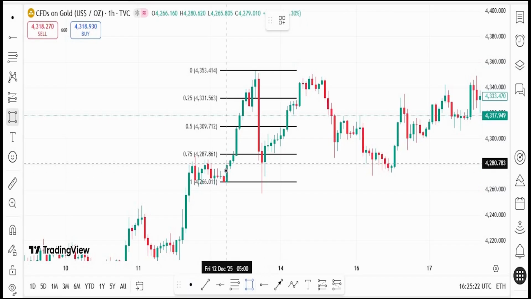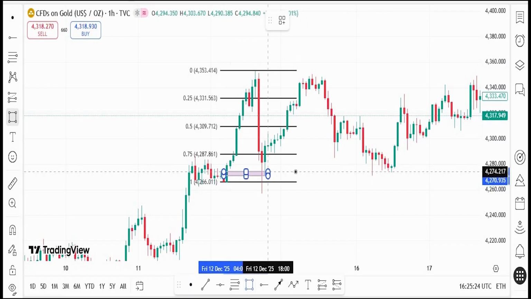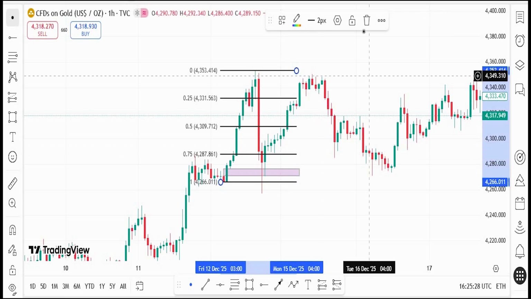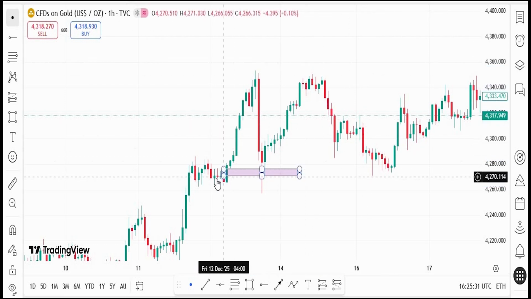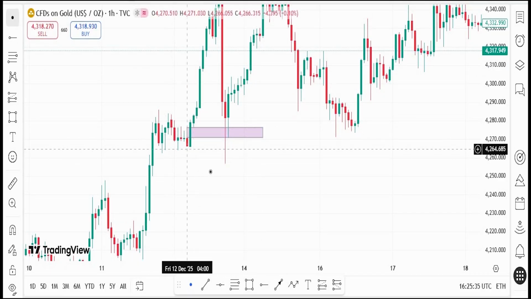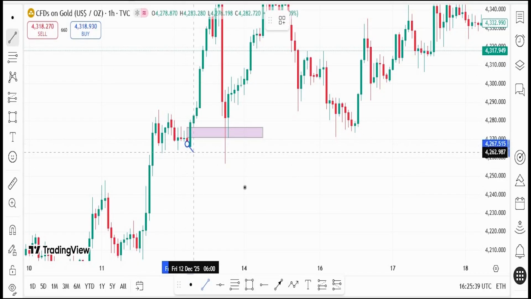Here we are having this fair value gap at the discount area. It is the discount area. We are having the fair value gap. It is near the order block. If you could notice it, this is an order block.